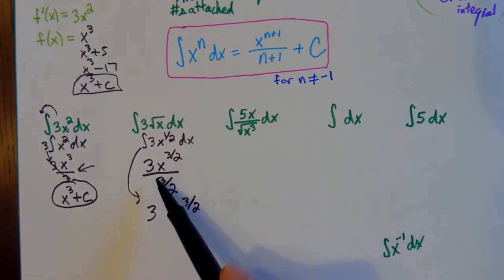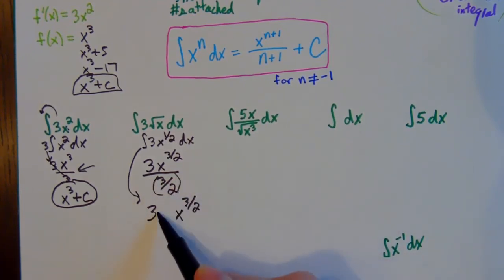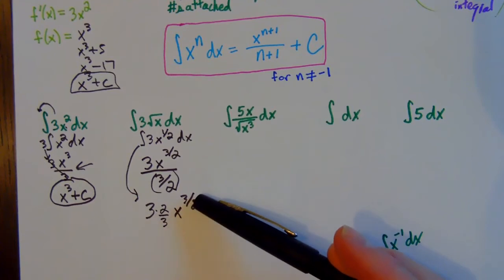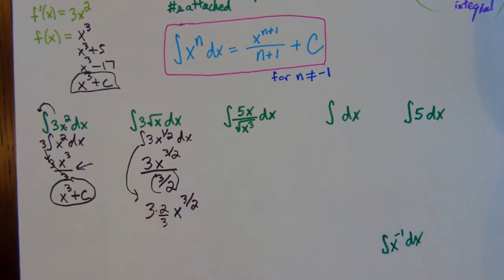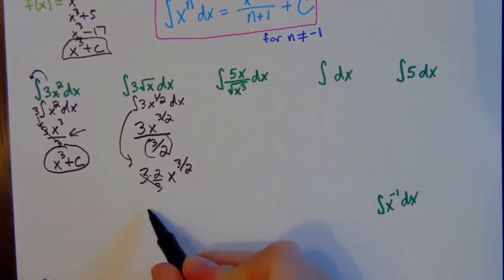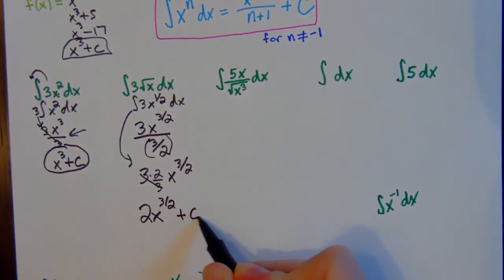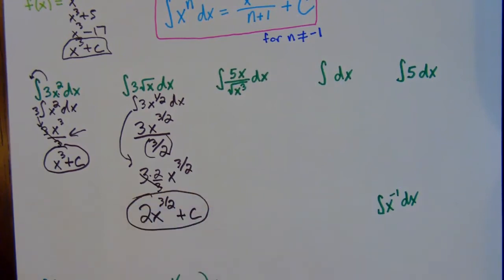And we know when we divide by fractions, you go ahead and multiply by the reciprocal. So I usually just do that all in one step there. So I go x raised to that power plus 1 divided by that same number, which means I automatically multiply it by the reciprocal, and then these 3's will cancel out. I get 2x to the 3/2, and then since it's an indefinite integral, I tag on the plus c, and then we're done.